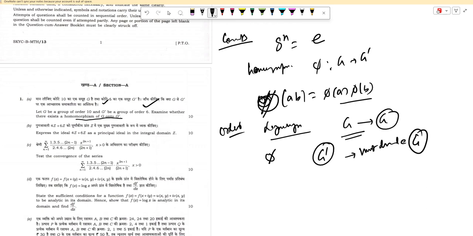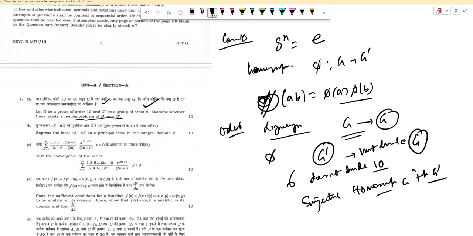ठीक है, तो order of G is 10, and G prime is 6. So since 6 does not divide 10, there cannot be a surjective homomorphism from G into G prime. Conclusion: no such homomorphism from G to G prime exists because the order of G prime doesn't divide the order of G. So 1A is done.